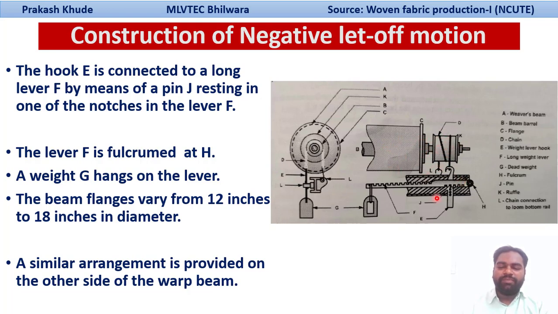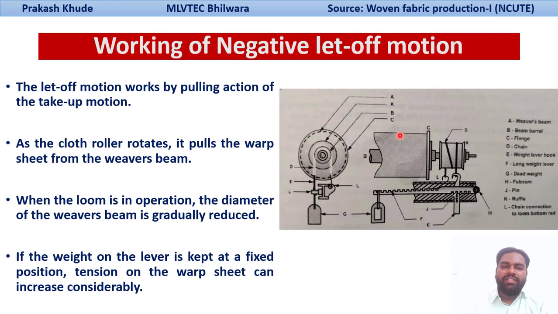The similar arrangement is there on the other side also, that is the left hand side of your loom. So this beam flange can vary from 12 inches to 18 inches in diameter, depending upon the amount of warp sheet which has been wound on your weaver's beam.